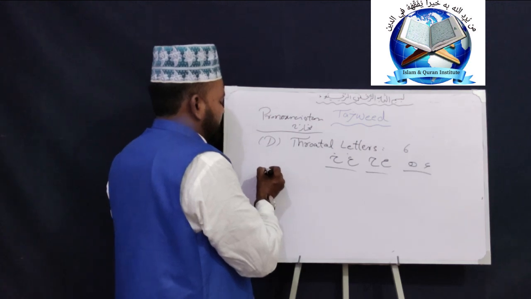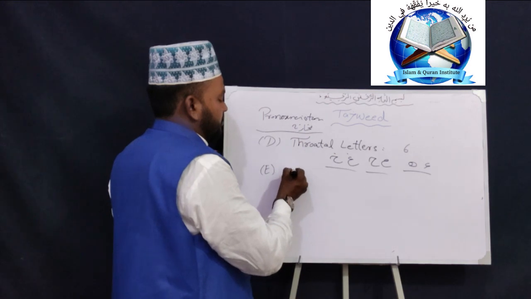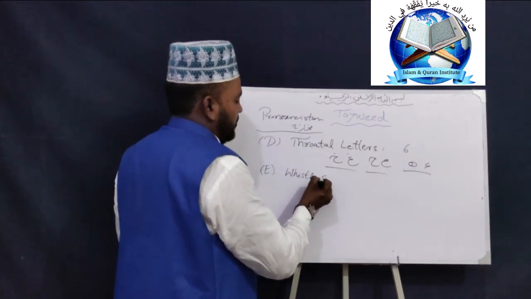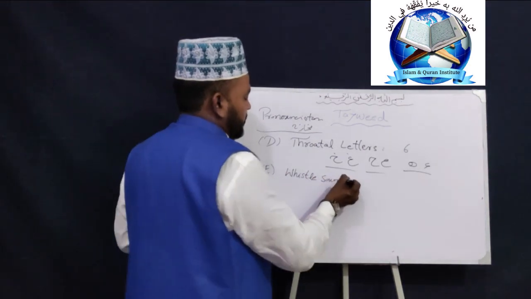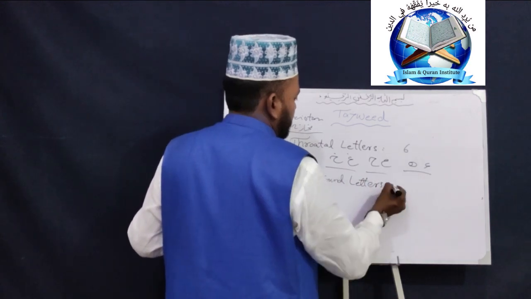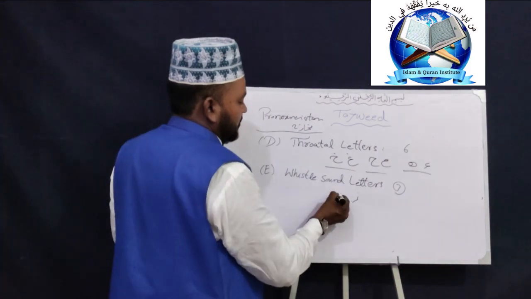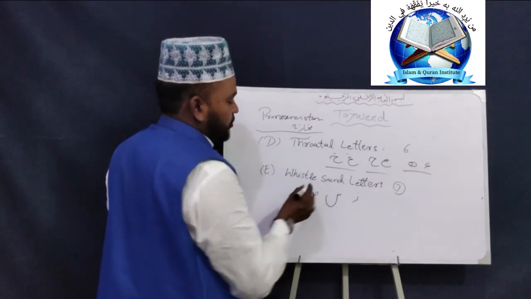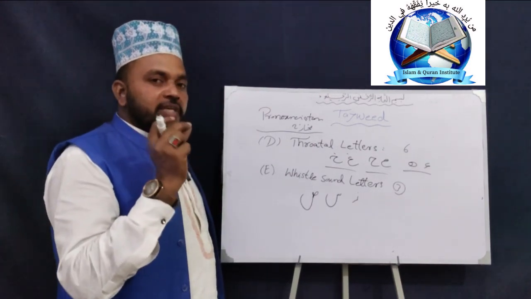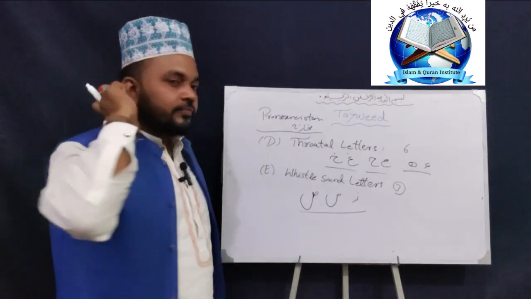The next category, whistle sound letters. They are total three: za, seen, sawd. We are not allowed to make whistle sound in any other letter other than these three.